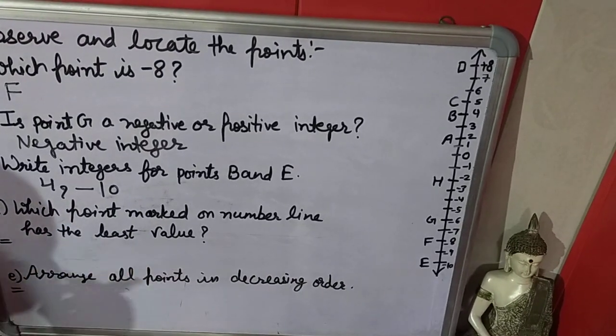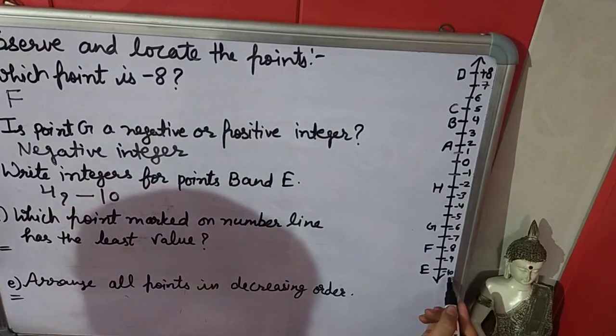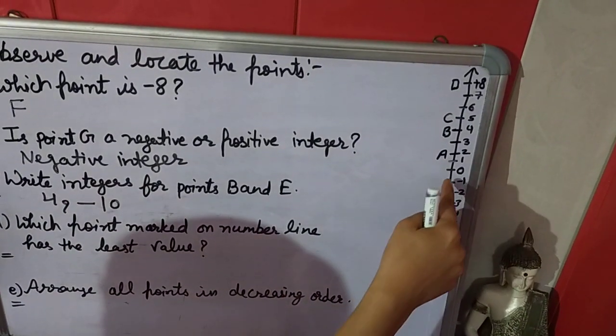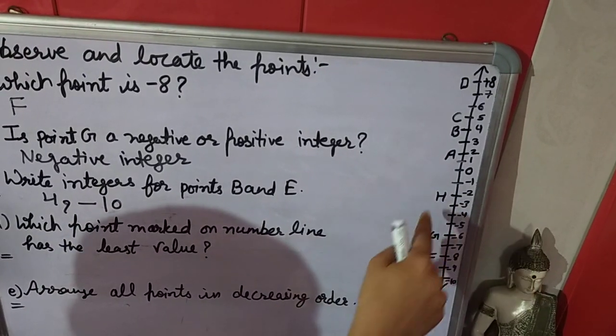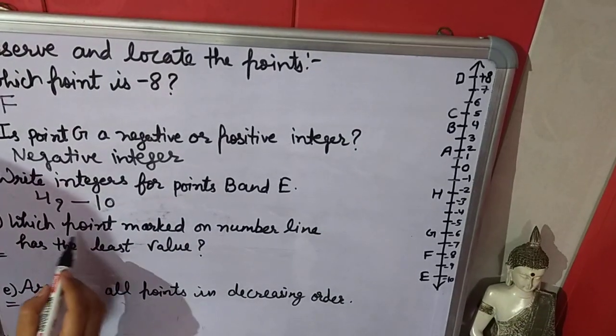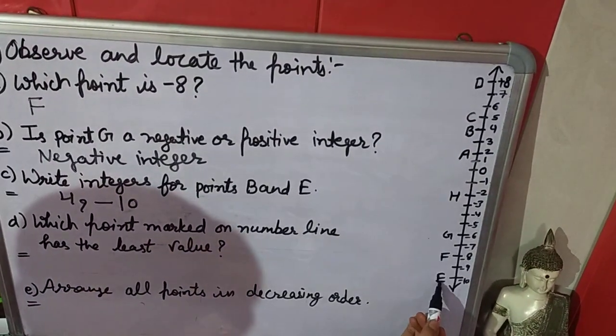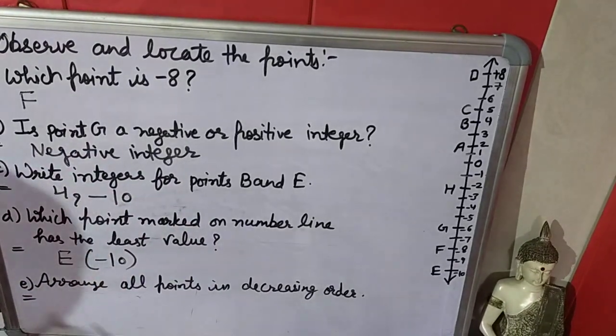Which point marked on the number line has the least value? Least मतलब सबसे कम value. So which number has the least value? That is minus 10. I told you na, in negative integers, a big number is small and a small number is big. So minus 10 has the least value. He is saying which point? That point is E and its value is minus 10.